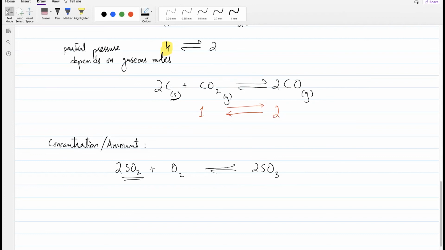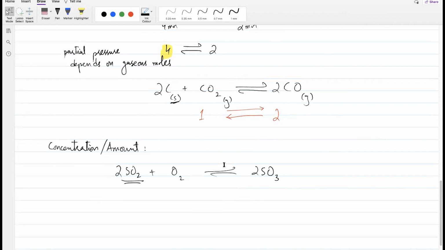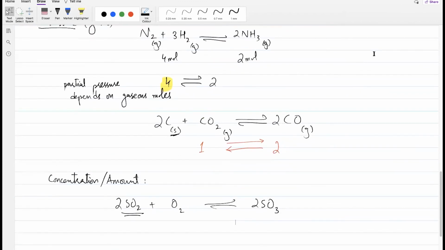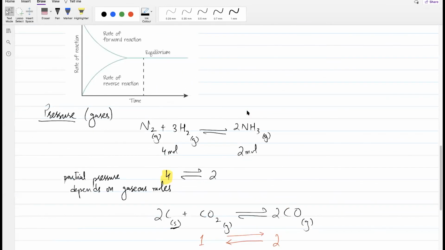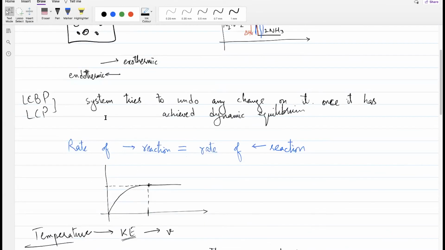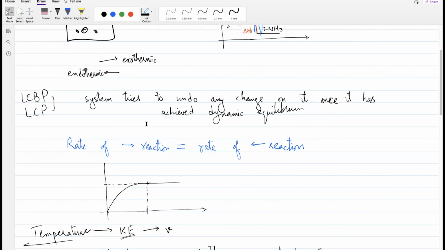So for concentration and amount it's really simple. जिस चीज से ज्यादा होंगे उतना ही ज्यादा उसका रेट ऑफ रिएक्शन होगा और उतना ही ऑपोजिट साइड पे आपका इक्विलिब्रियम जाएगा. So reversible reactions are all explainable just by looking at LCP. That system tries to undo any change on it. और आपने बस समझना है कि वो चेंज कैसे इफेक्ट करती है.